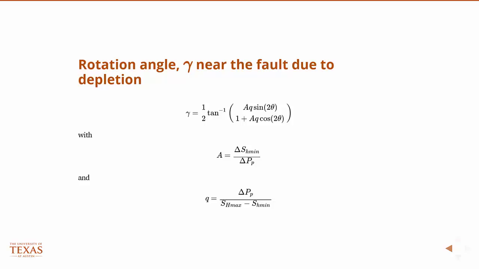So then if you plug these values into this, I'm not going to ask you to derive this or anything. And this is what you get in the end, where, again, A is this stress path, and Q is defined like this. And so then you can get an estimation of the stress reorientation near the fault. Now, that decays pretty rapidly as you move away from the fault.